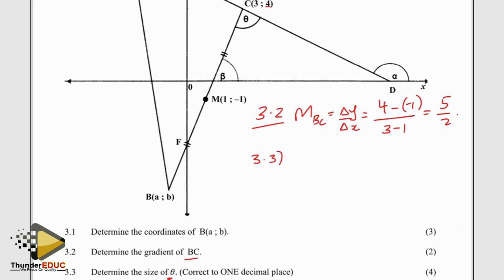3.3, they want the theta to 1 decimal place. So for me to get theta, I can find the alpha and also determine the beta. So that my theta is going to be the same as alpha minus beta. But now, since we know the gradient of BC, which means we can determine our beta. So I'm going to say beta is the arctan of 5 over 2. Okay, let's see, shift tan of 5 over 2. That gives me 68,2.